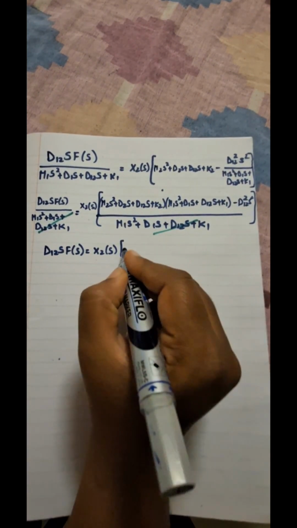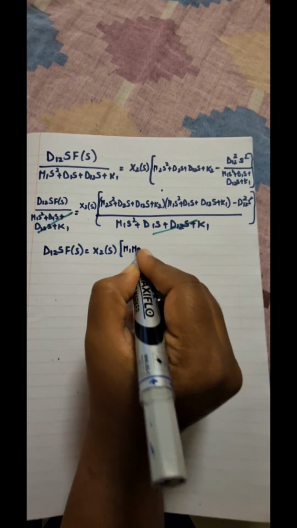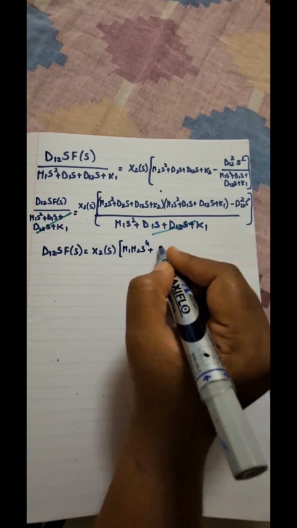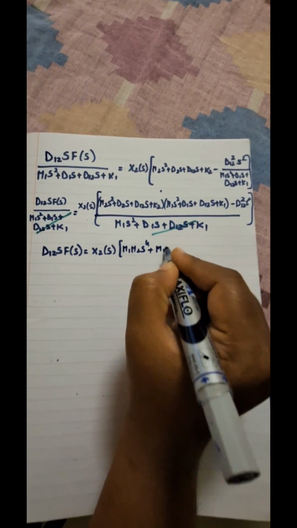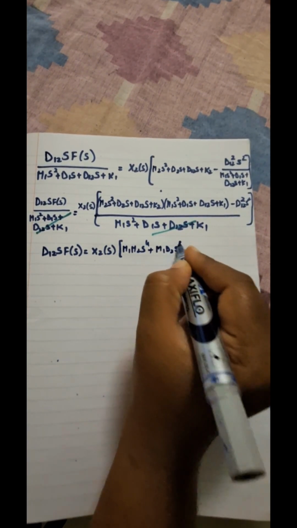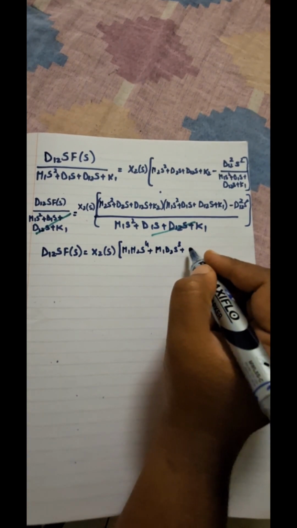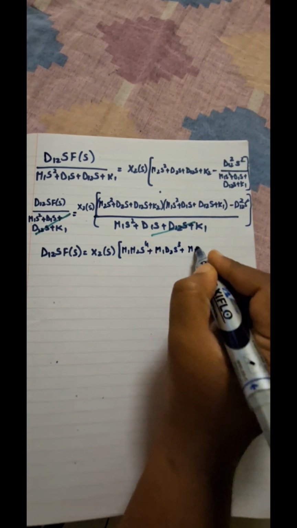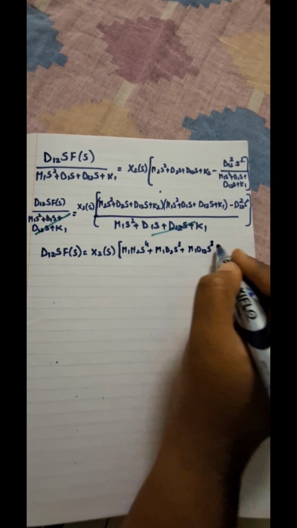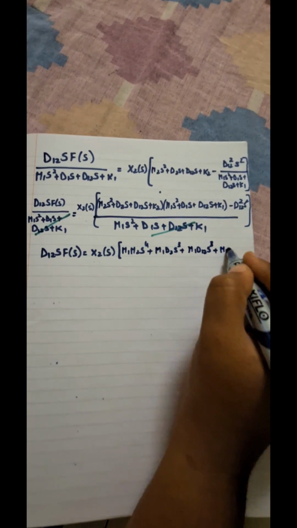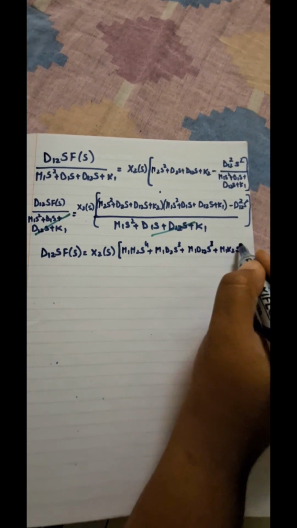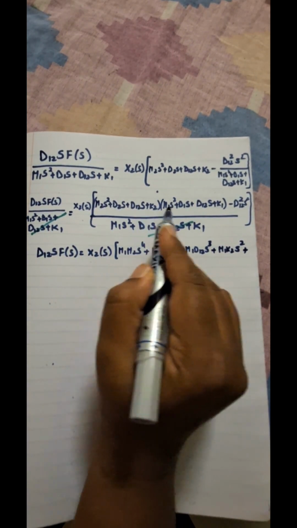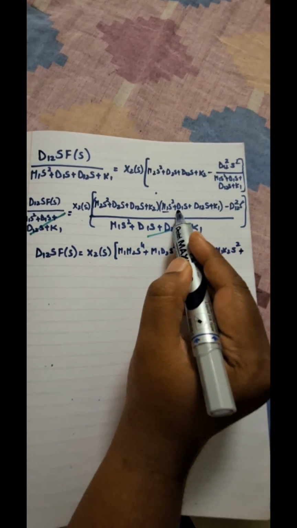M2 s squared into M1 s squared, it will be M1 M2 s power 4, plus M1 s squared into D2 s means M1 D2 s cube, plus M1 s squared into D12 s means M1 D12 s cube, plus M1 K2 s squared. So M1 s squared I multiplied with everyone. So one is done.